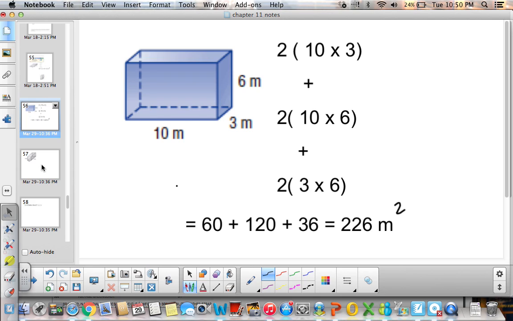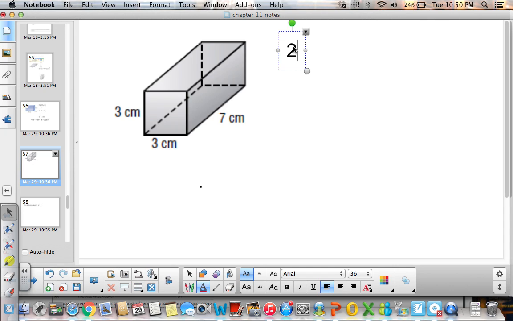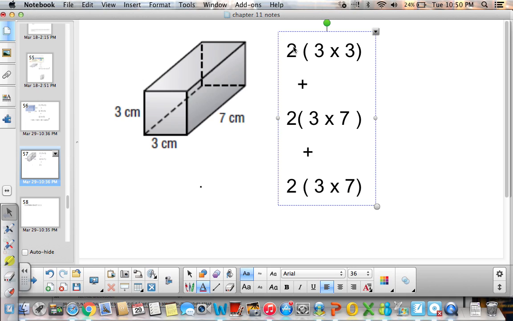Okay, I would like you to pause me and find the surface area of this rectangular prism. So we have 2 times 3 times 3 plus 2 times 3 times 7 plus 2 times 3 times 7 using the other 3. So we have 3 times 3, 3 times 7, and then 3 times 7.